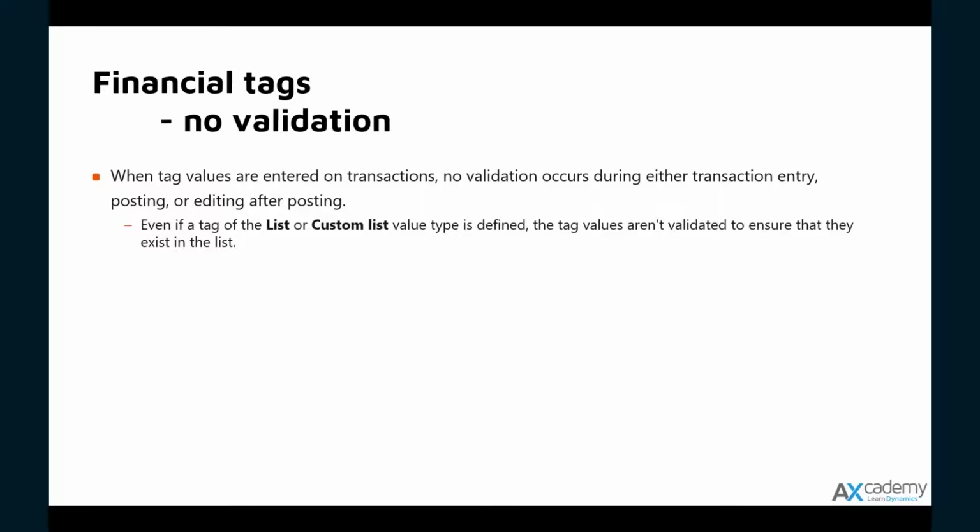Even if you have set the tag up to use a list or a custom list, it's not validated. It's not validated during transaction entry, it's not validated at posting, and it's not validated when you edit. So you might have posted using a value from a list, but after editing, you could change to another value not on the list. There are a lot of things in here that, when you are used to working with financial dimensions, could make you nervous, but consider the value of this.